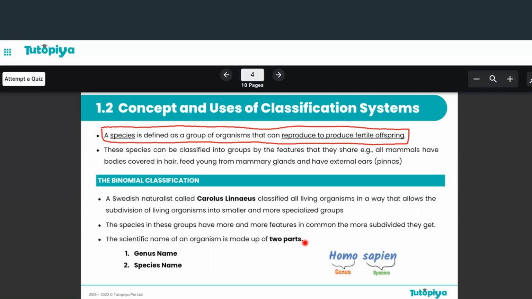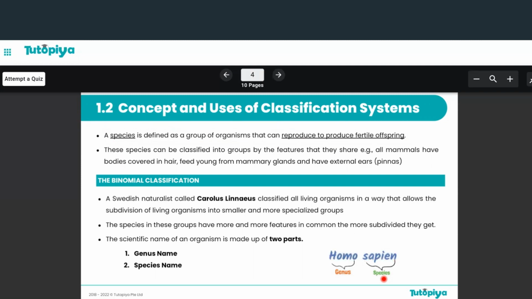Now you can see over here, a scientific name is given. This is actually the scientific name of a human, which is Homo sapien. Now, Homo sapien, you can see very well that this scientific name always comes in 2 parts. The first part of this name is referred to as the genus name, and the second part of this name is referred to as the species name. So every single organism is assigned with a scientific name like this, which comes in 2 parts.